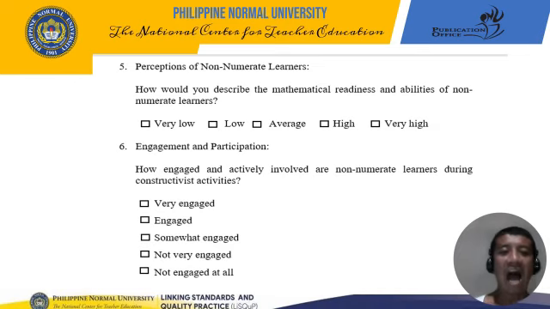Number 6, how engaged or actively involved are your non-numerate learners during constructivist activities? Again, how engaged or actively involved are your non-numerate learners during constructivist activities? Very engaged, somewhat engaged, not very engaged, not engaged at all.